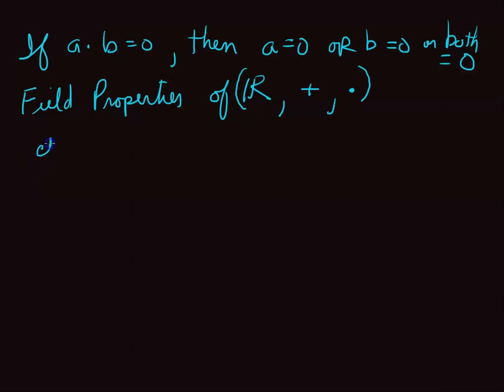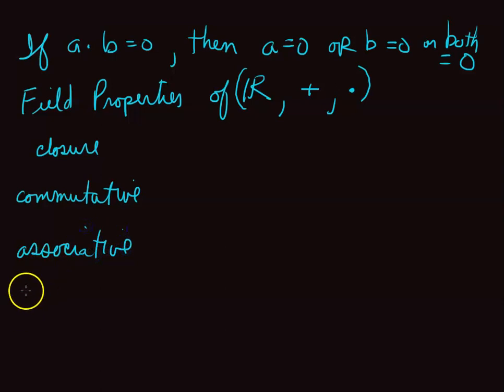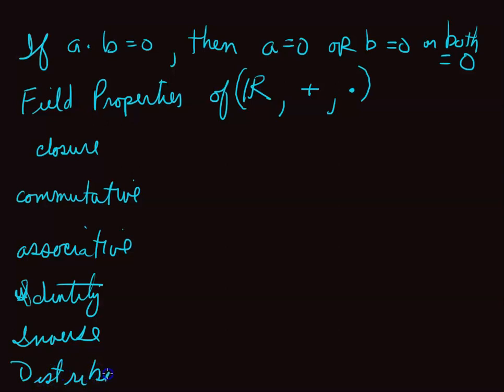There is closure. There is the commutative property. The associative property. Identity. Inverse. And I got to squeeze this in: distributive property. Now most of these are separated into the addition and multiplication part of that.